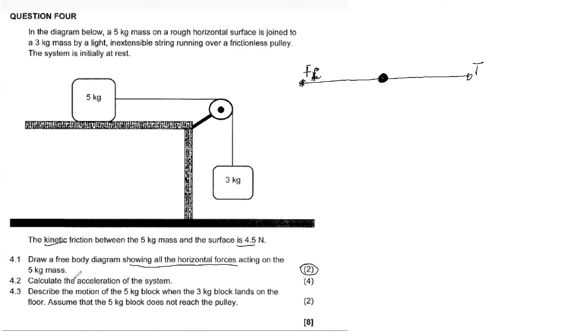Then 4.2, calculate the acceleration of the system. So how are we supposed to calculate that? To calculate the acceleration of the system, obviously, this is a system, so we would need to apply our Newton's second law separately on each of these blocks, right? So let's begin. We will say, okay, this one represents the horizontal forces acting on the 5 kg.